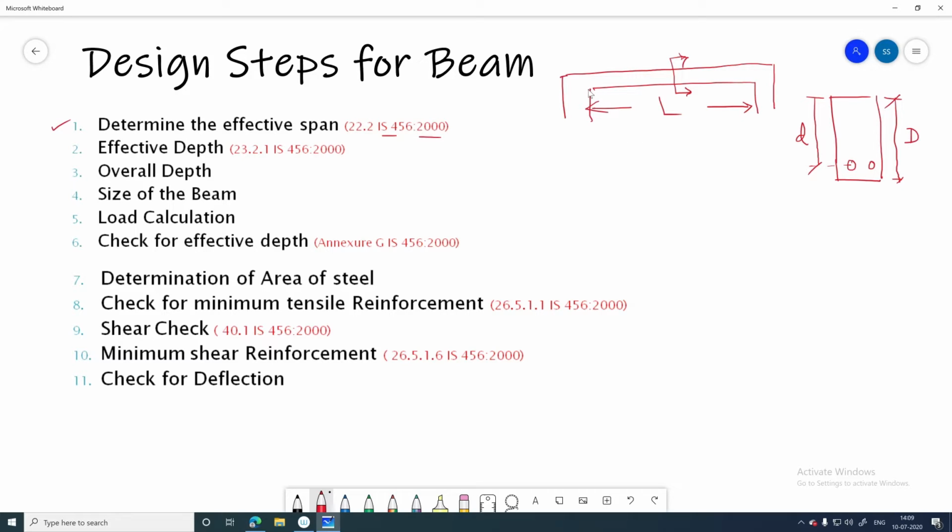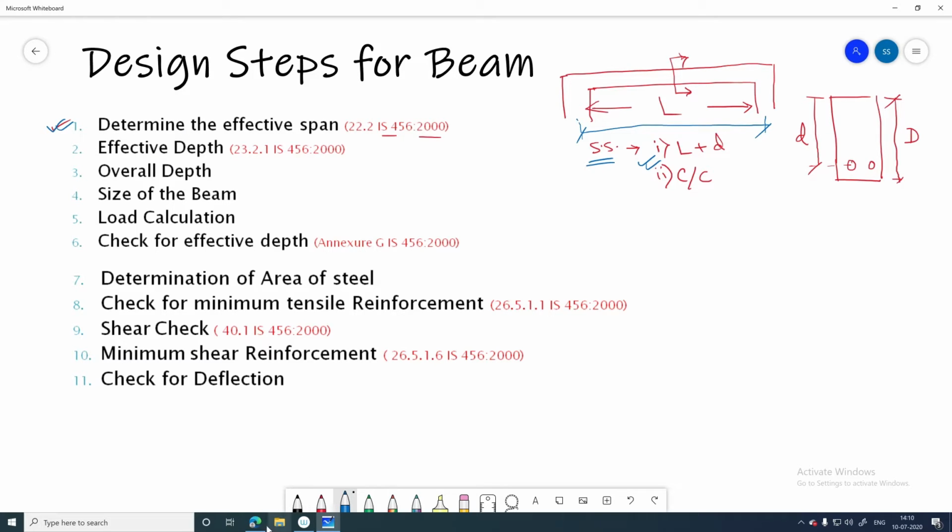Now as per the clause, for a simply supported beam it is said that it will be the minimum of two values. What are the two? The first one is the clear span plus the effective depth. So this is the clear span and this is the effective depth. The second one is the center to center distance between two supports, from this center to this center. So whichever is less, we need to consider that value. That is said in point 1 for a simply supported beam.